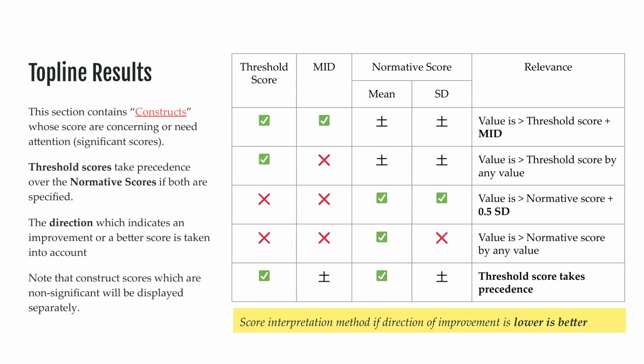If the threshold score is absent, then the normative score is used for the determination of clinical significance as shown in this table. If the standard deviation is available, then we take a difference at least 0.5 standard deviations from this value, because this is typically what is used in patient reported outcome measures to determine clinical significance.